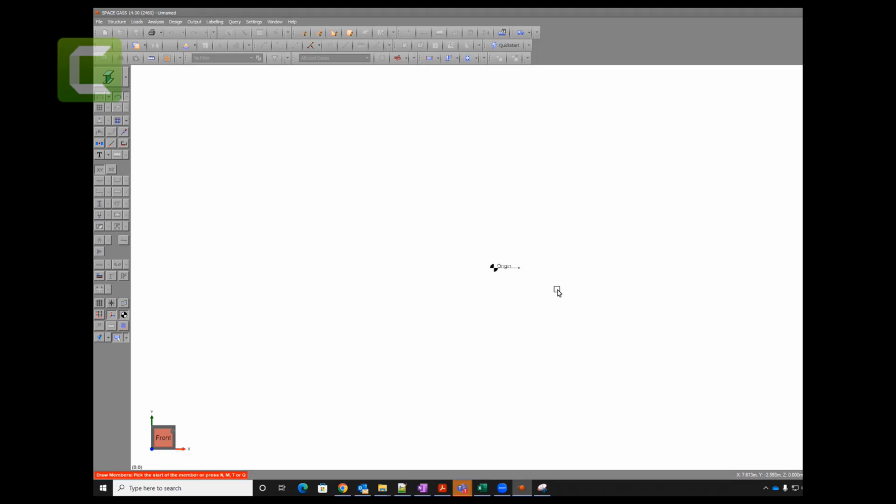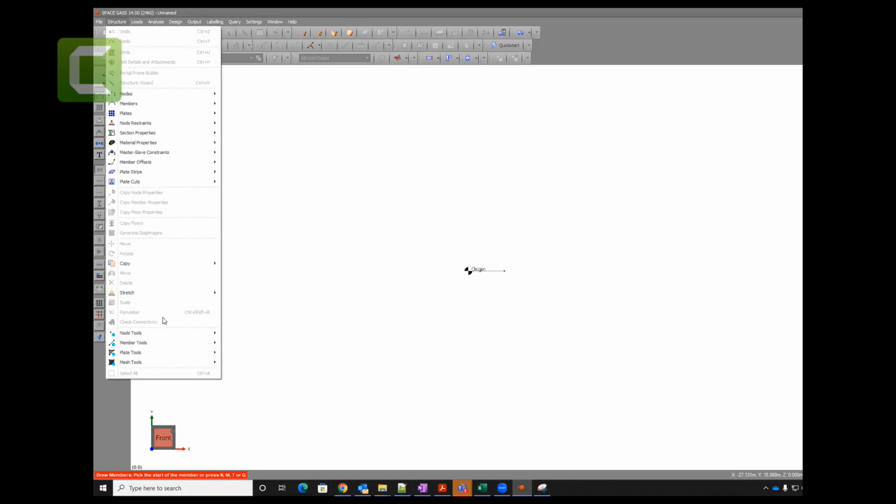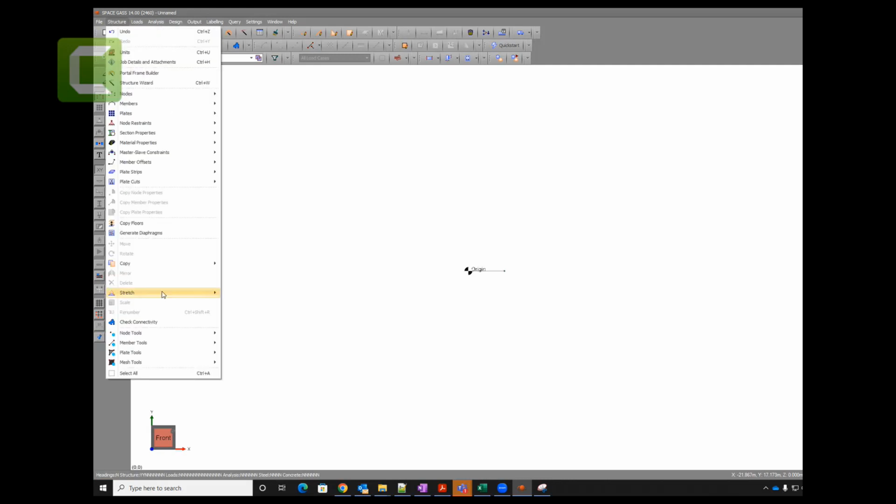You can use the zoom, like the middle mouse button, to just get it on here. Otherwise, you can change the view somewhere. You need to exit from your command, and you can just use your middle mouse button to expand it more. So this is a 3 meter member that we just drew. From this point, this is 0, 0, and this is 3.